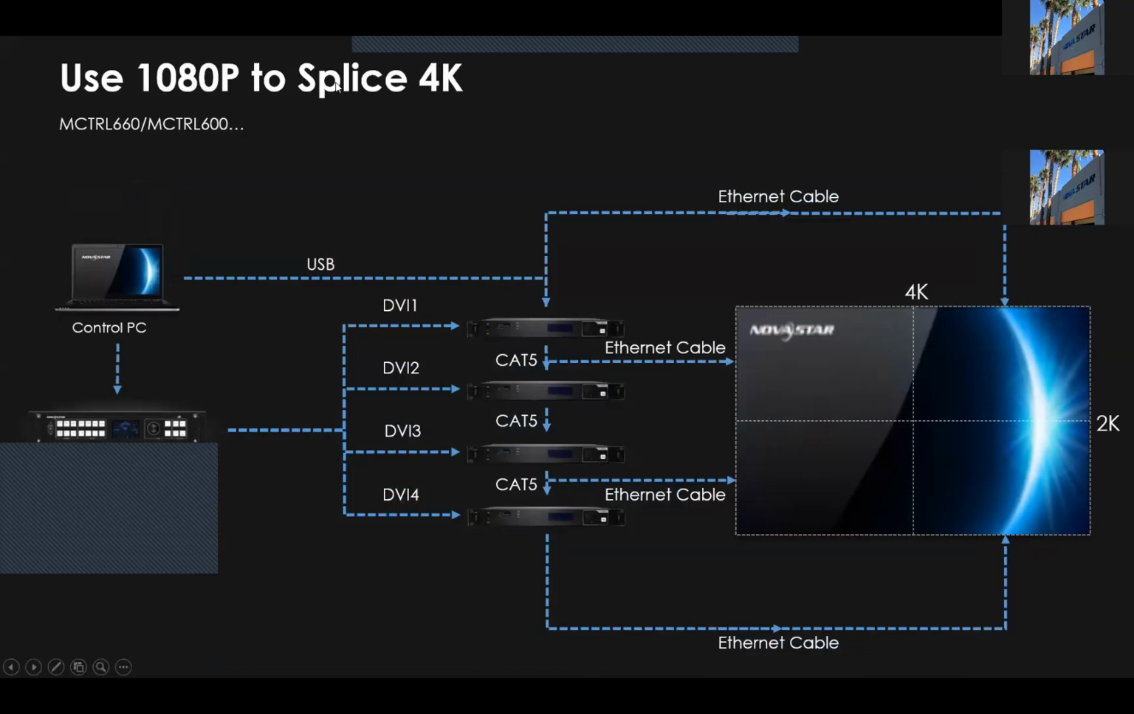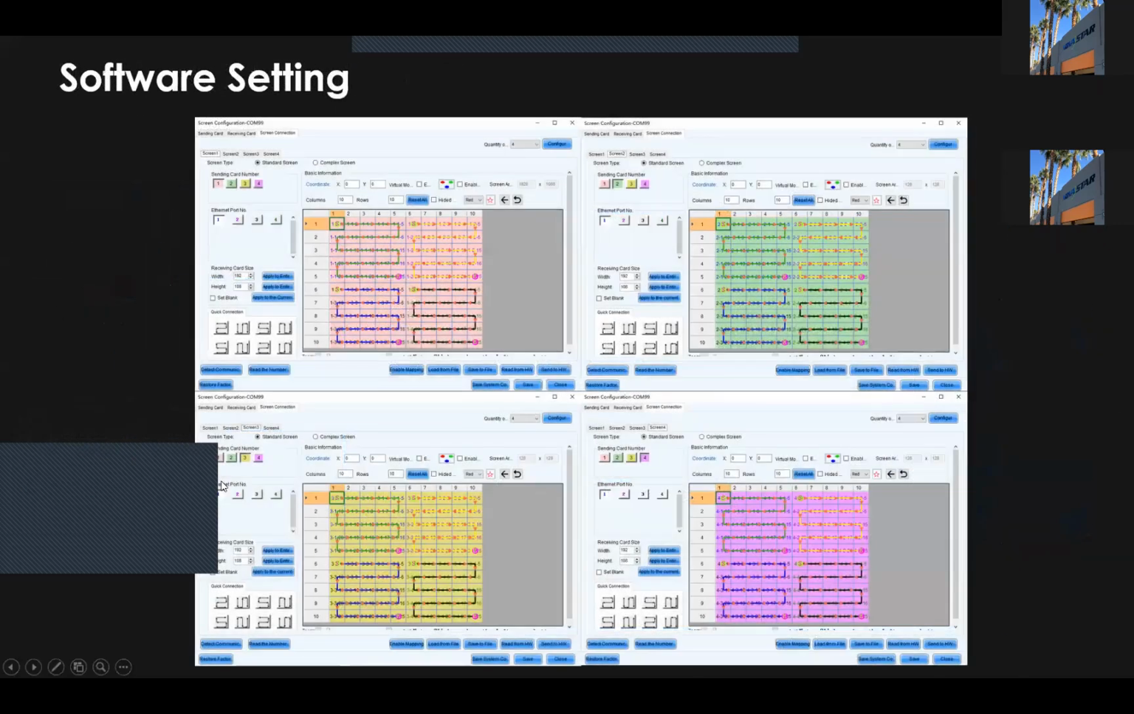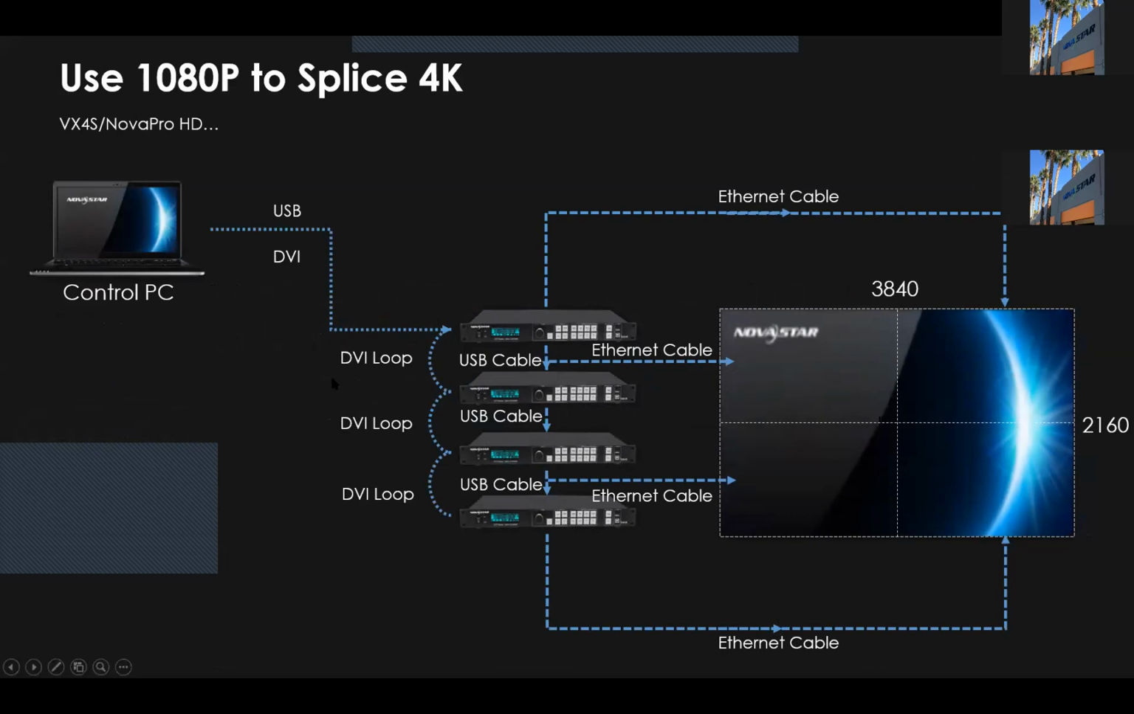See here for the sending card only, we have to use one more 4K video splicer. But for the all-in-one controller here, we don't need it. We just need the control PC and give the video source directly to the VX4S, and by using the DVI and DVI loop to the next device, right? All the things is the same. I mean, the basic structure is the same as the pure sending card.